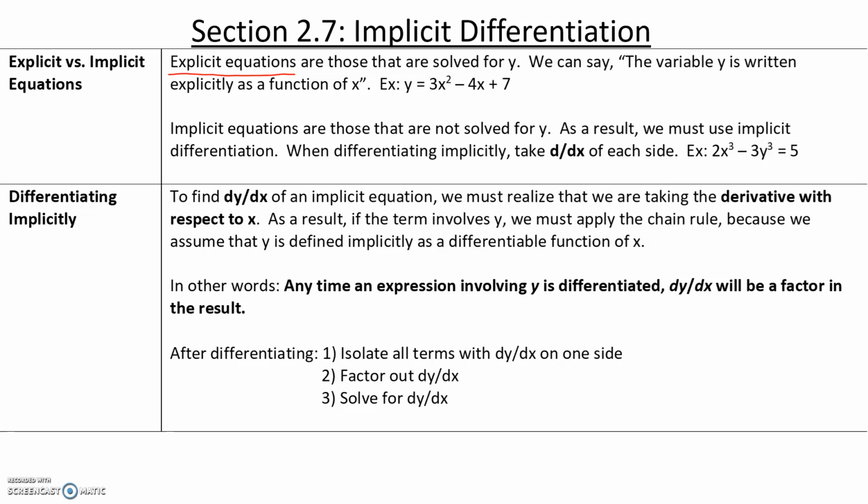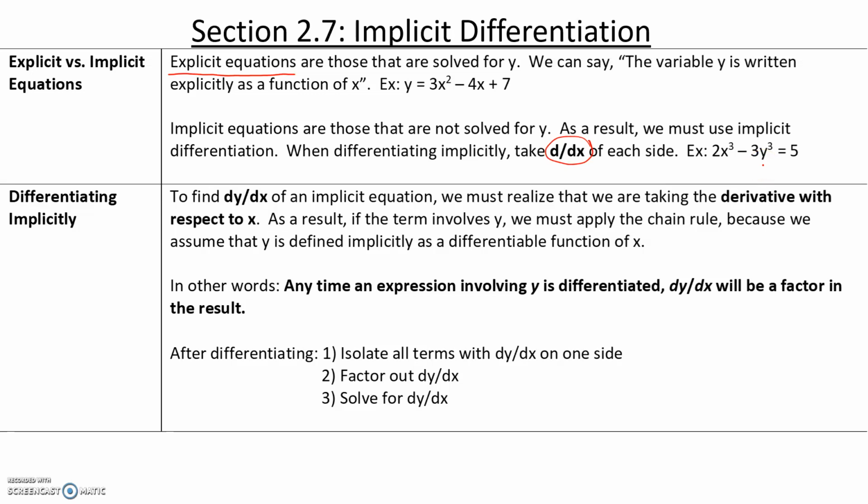Implicit equations are those that are not solved for y. And as a result, we must use implicit differentiation. When differentiating implicitly, we take d/dx, the derivative with respect to x, or sometimes we take the derivative with respect to time, but we take the derivative with respect to something of each side. It's usually x. Sometimes implicit differentiation is easier when solving for y proves to be difficult.